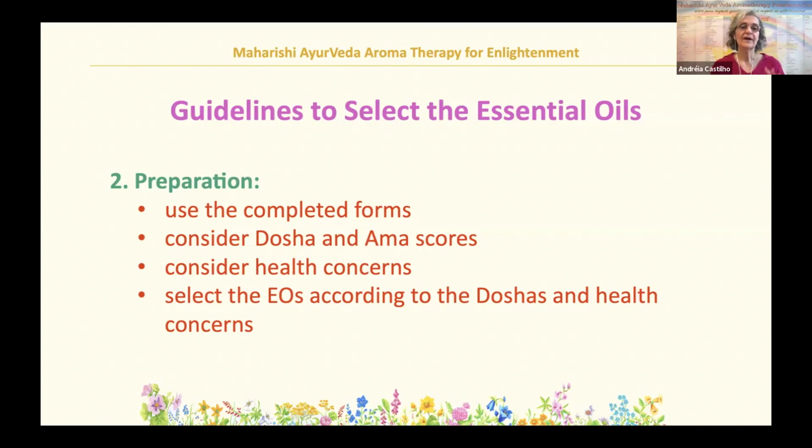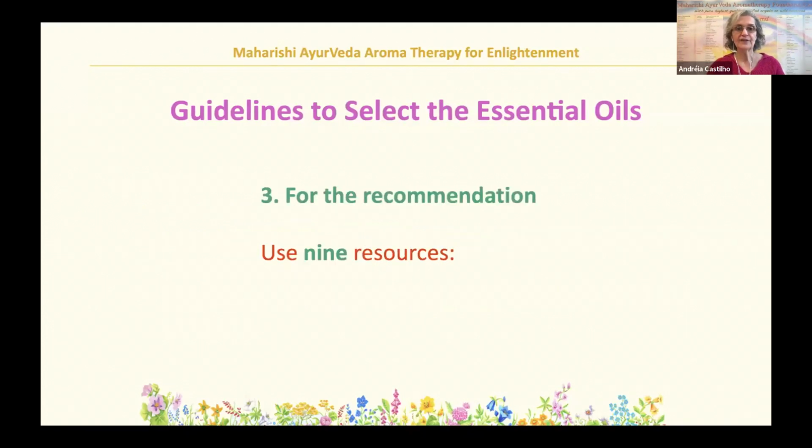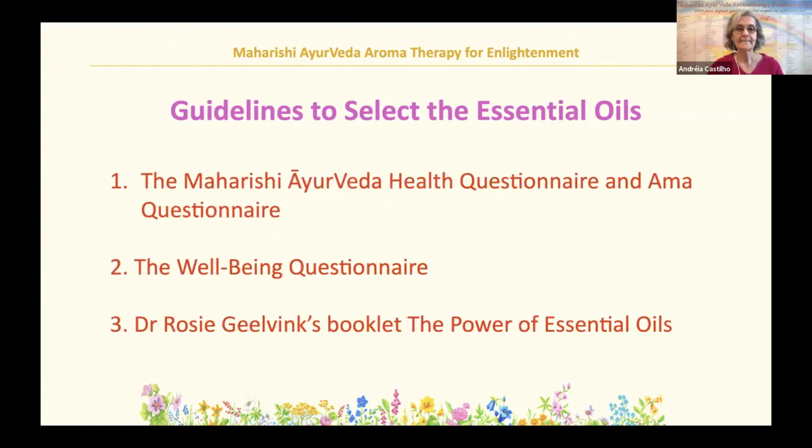And now we start with the steps that you follow to select the essential oils according to the doshas and to the health concerns. So then we use 9 resources, and these are things that you have when you take the course. You consider the questionnaires that we already saw, and you use the booklet, The Power of Essential Oils, which is a very important reference material during this course.